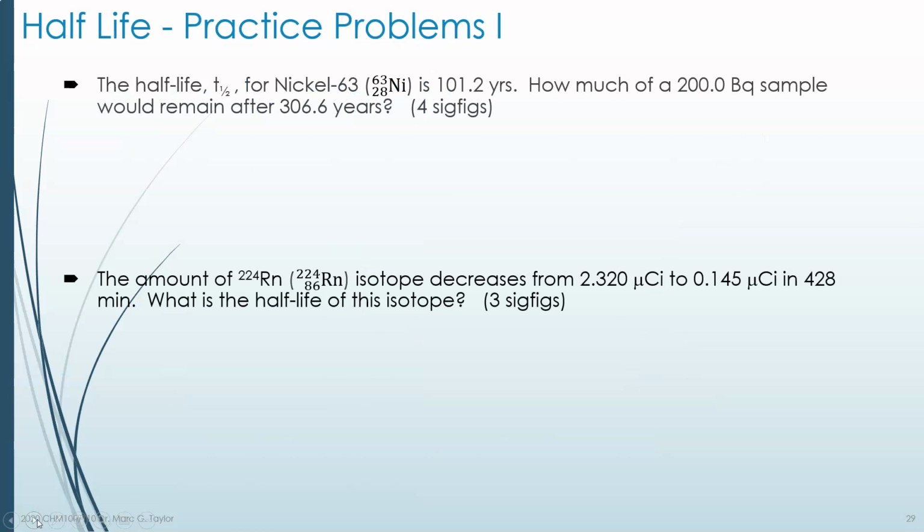Here are a couple problems that are more typical of what you'll see on an exam. The half-life, T1/2, for nickel 63, and now I'm using the real value, and I'm showing you the complete symbol for nickel 63, 63 at the top. That's the mass number for this isotope of nickel, and all nickel has an atomic number of 28. Is 101.2 years for the half-life. How much of the 200.0 becquerel sample would remain after 306.6 years?